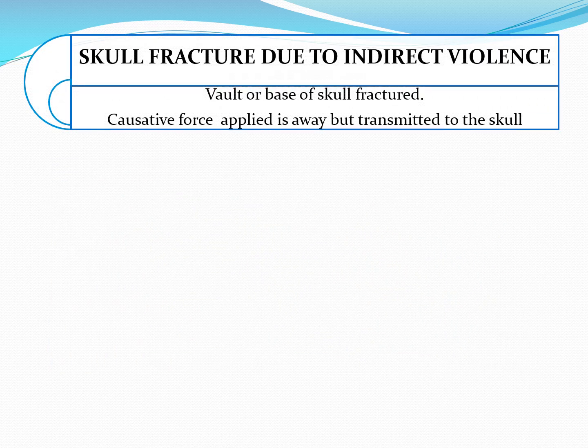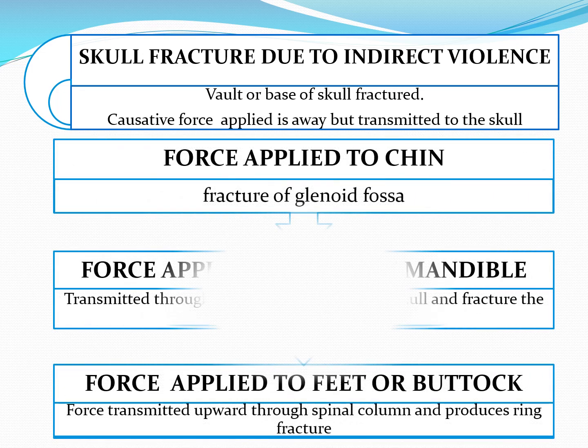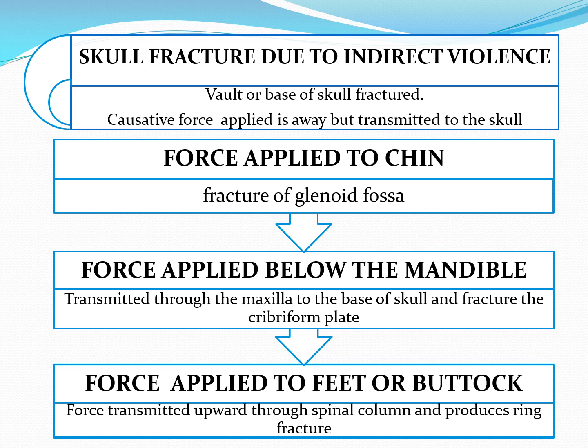Skull fracture may also occur as a result of indirect violence, and due to this indirect violence, the vault or the base of the skull is fractured. In this particular type of fracture, the causative force is applied away from the skull and is transmitted to it. There are three different types of fracture produced as a result of indirect violence.